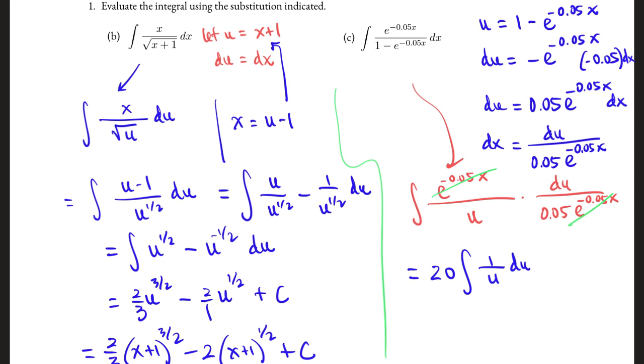The antiderivative of 1 over u with respect to u is ln of u. Don't forget a plus c. And so the answer is 20 ln of the absolute value of 1 minus e to the negative 0.05x plus c.